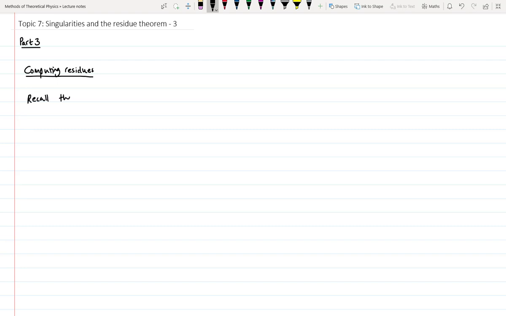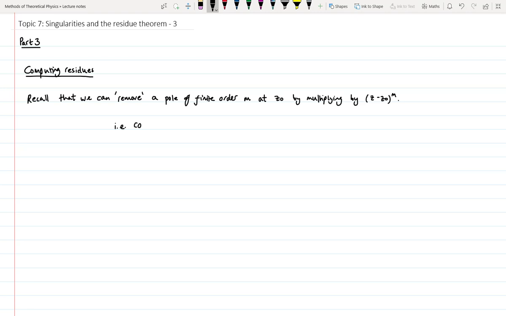First of all, recall that we can remove a pole of finite order m at the point z0 by multiplying our function by z minus z0. Writing that out, we can consider constructing some new function, g of z, given by f of z that has a pole at z0 of order m, and multiplying that by z minus z0 to the power of m.